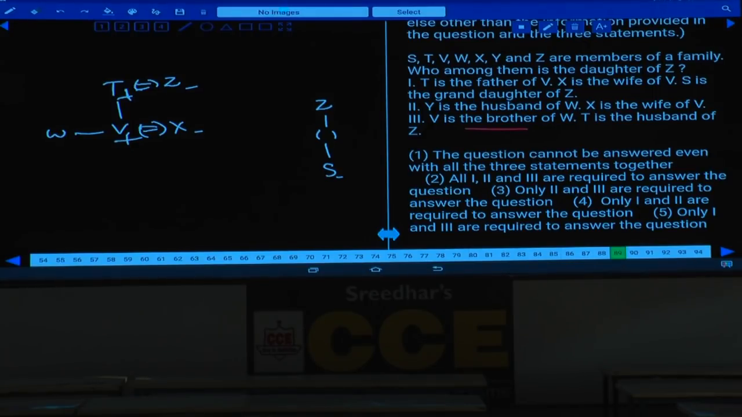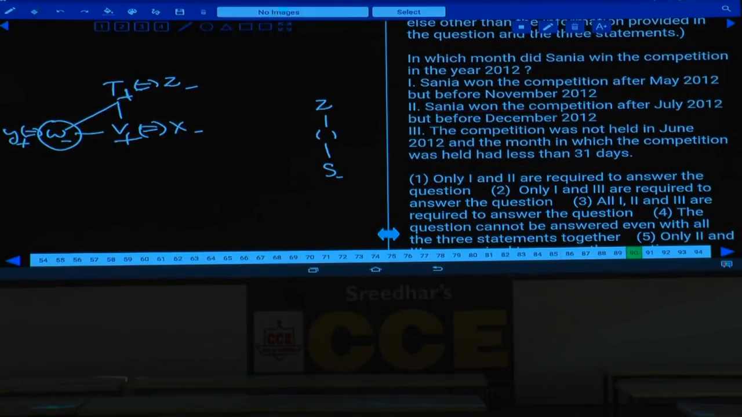T is the father of V. X is the wife of V. S is the granddaughter. Y is the husband of W. As Y is the husband of W, V and W are the children of this T. Then what is the question here? Who among them is the daughter of Z? W is the daughter of Z. Am I getting the answer or not? How am I getting the answer here? By combining all the 3 statements. That means all the 3 are required to determine the answer, that is choice 2. That was question 89.